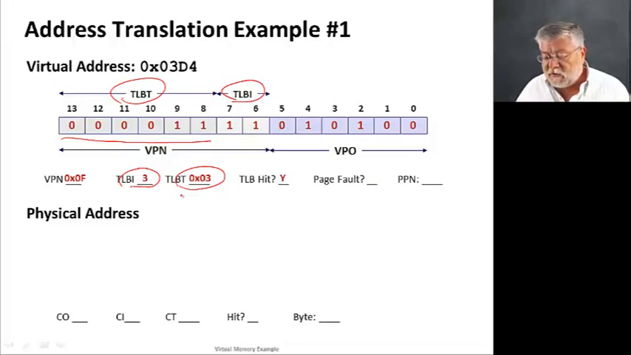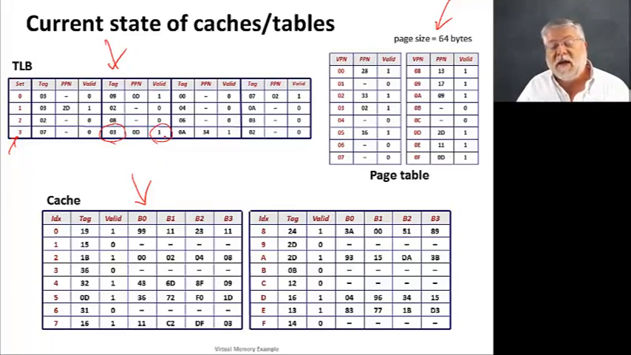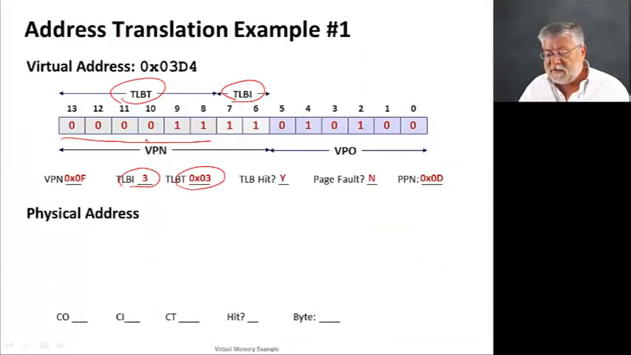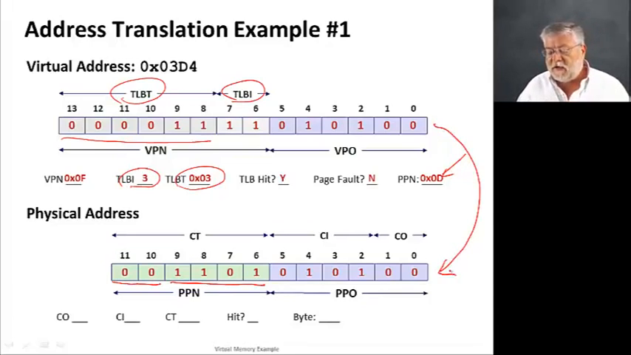So let's take a look at that real quick. And you'll notice that in set 3 here, we have the tag 03, and in fact there is a valid bit. So that's why that worked out. We can now pick out the physical page number as being 0D. That is now our physical page number. Okay. Now that we have everything we need, we can put our physical address together. And here it is. Here's the 0D. Okay, and then of course we're just moving the virtual page offset down to the physical page offset.